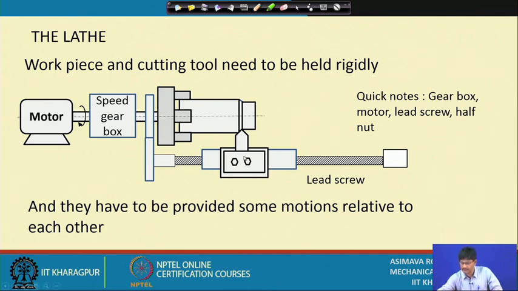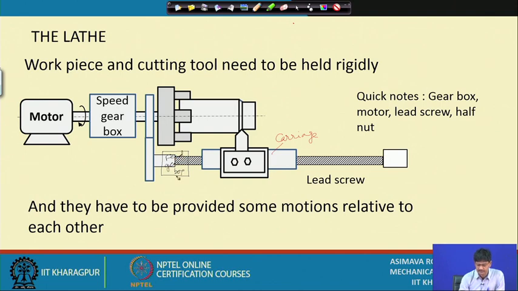So, let me quickly put in all these notes that we are coming across. This I am calling the carriage seen from the top, and this is the lead screw already written down. This is the speed gearbox. In fact, we also have another gearbox which I have not shown at this moment, which is called the feed gearbox.